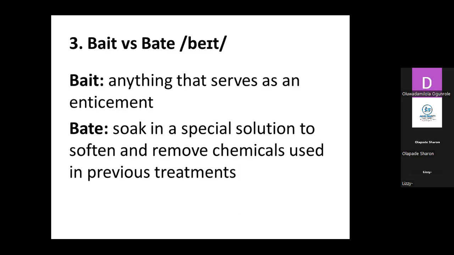The second one, bate, means to soak something in a special solution to soften or remove chemicals used in previous treatments. So if you put something in a chemical solution so as to soften it or to reverse the chemical application on it, what you have done to that thing is that you have bated it. Now, both of these words sound alike, but they mean different things. So if, for instance, you have mistaken the second one for the first one, you realize that contextually, your sentence will go off point. It will go off board.